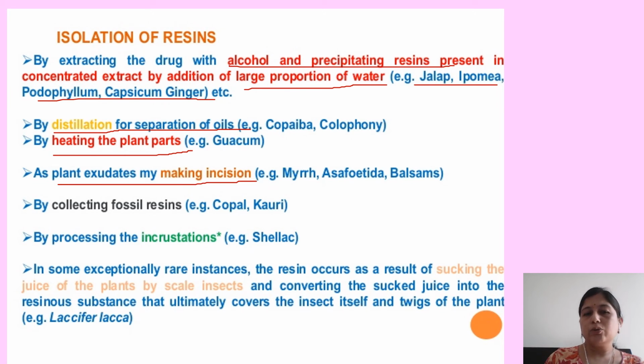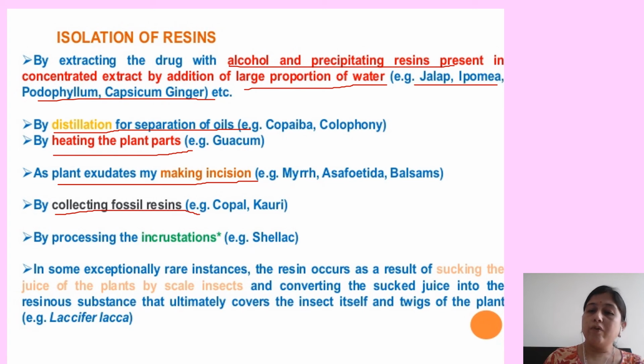Sometimes the plant exudes the resins by making incisions or cuts. For example, Asafoetida is collected from the root of the tree. Just above the root, in the crown area, a cut is made, and for 3 months gradually the plant exudes the resinous material, and then it is collected, and then again and again this process goes on. Injuries are made on the root and then the Asafoetida is collected.